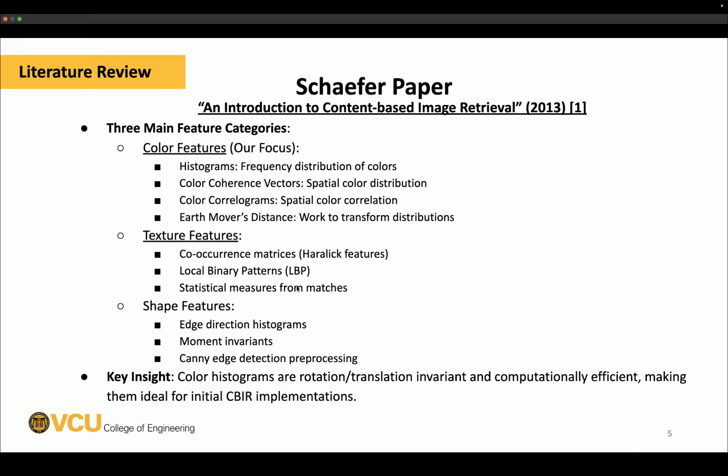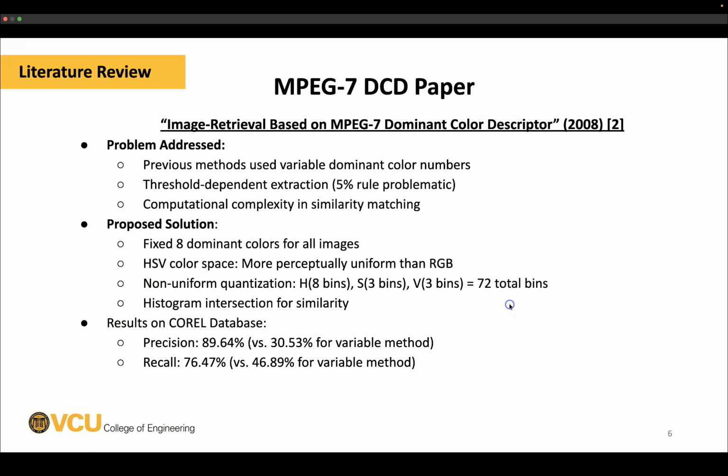However, they do lack spatial encoding. Texture descriptors like co-occurrence matrices capture local patterns, but they require careful scale normalization. And shape features provide object-level discrimination, but they need robust segmentation. So this paper helped us prioritize color features because it's efficient and effective in the image retrieval task that we're trying to do.